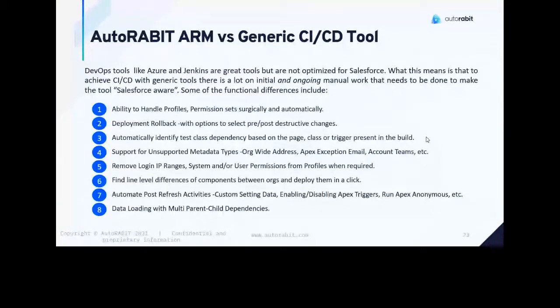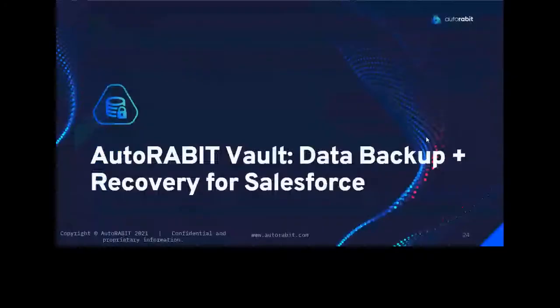Data loading with multi-parent child dependencies, automate post-refresh activities like custom setting data, enabling or disabling Apex triggers, running the Apex or anonymous, etc. And apart from all of this, data masking capabilities, hosting in different environments, and all those things, which normal Azure DevOps or Jenkins cannot do today. That's why for Salesforce, you have to actually use purpose-built platforms like ARM and not the generic ones.